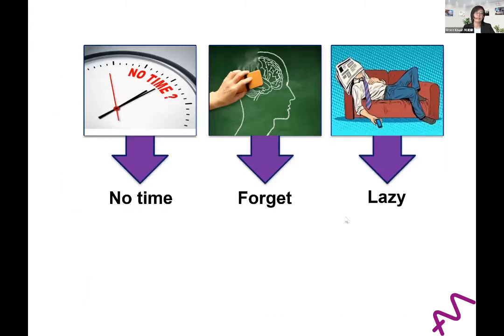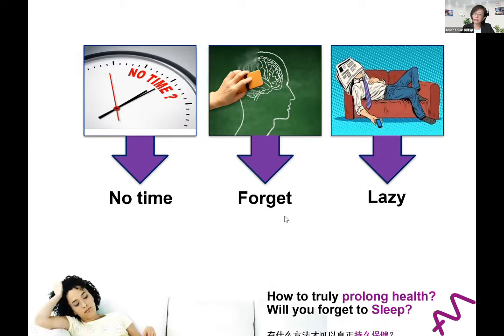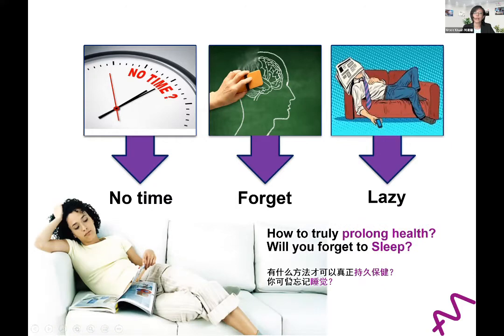Next is really to ask them, do you have time to sleep? Have you ever forgotten to sleep, or are you too lazy to sleep? They'll be wondering why you ask this kind of question, right? So good, let them wonder, because nobody ever forgets to sleep, which is why I want to share this with you, because this is something that you can use every single night, no matter how busy you are.